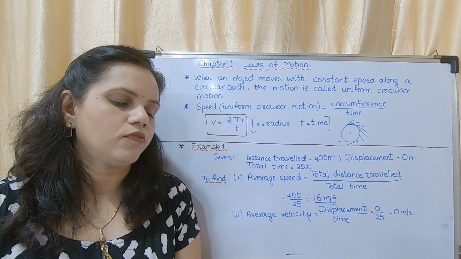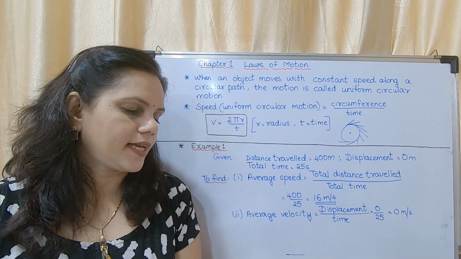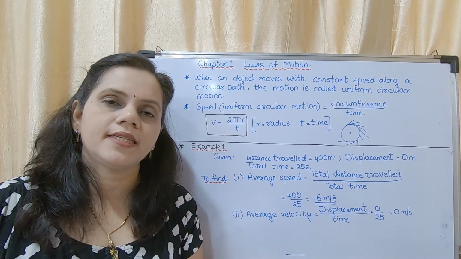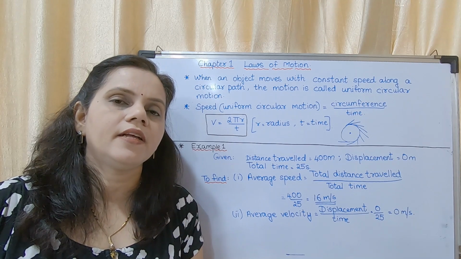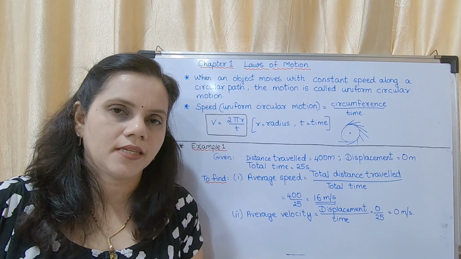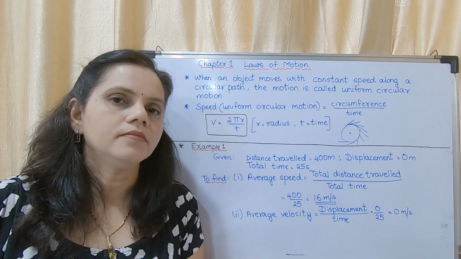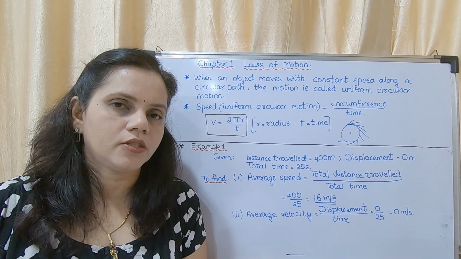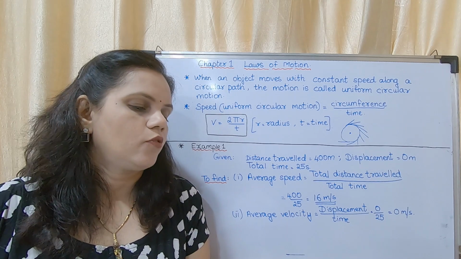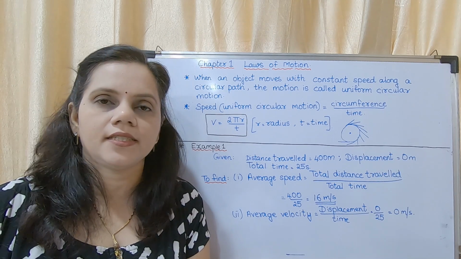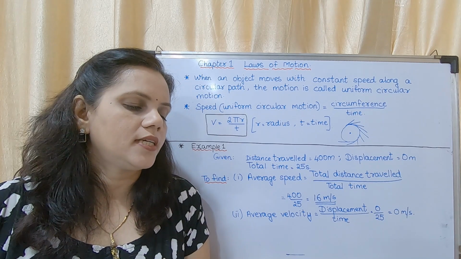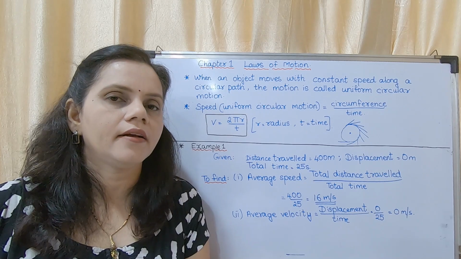He runs a distance of 400 meter in 25 seconds before returning to his original position. Okay, so from the question itself we should understand that if the person is returning to the original position, that means the displacement is 0. I repeat, if the person is returning to his original position, that means the displacement is 0. What is the distance traveled here? The distance traveled is given as 400 meters. What is the time? 25 seconds. What is his average speed and velocity?